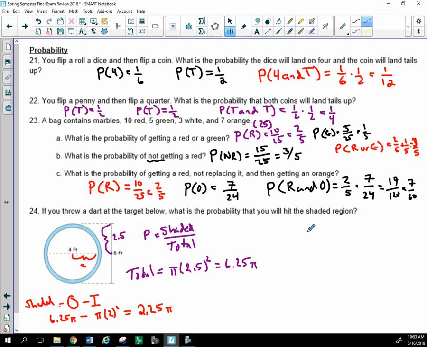And so now if I divide these two, that will give me my total probability. The probability of hitting the shaded is going to be 2.25, the area of the shaded, divided by the total area. And basically all I did was put these two numbers in on my calculator and did math fraction, and it kicked out that it was 9 out of 25 is the probability that I land in the shaded area. So this concludes the video for problems 21 through 24.